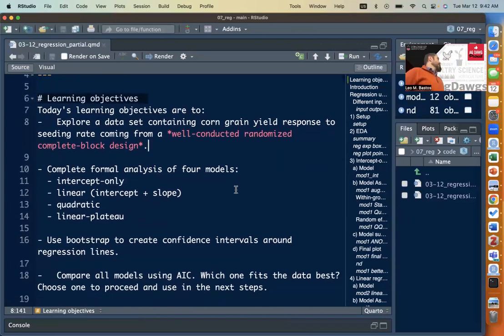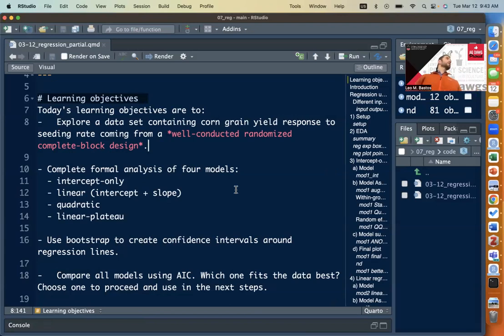Okay, so today I'm bringing a new data set for you. We're not going to continue using the previous one, mostly because there was a weak response of yield to both nitrogen and potassium rate. So I'm bringing you a new data set that is slightly different in concept. We're going to explore this data set where we have corn grain yield measured at 5 different seeding rates. And this was run as a randomized complete block design. So that's going to be part of our models as well. We want to incorporate that properly.